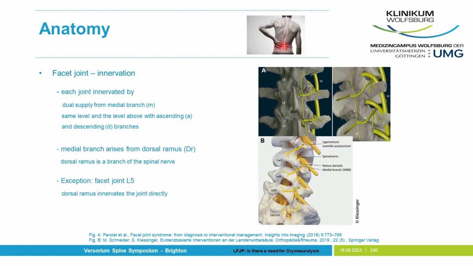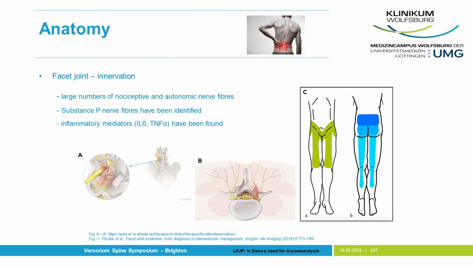The innervation is through a dual supply from a medial branch, which arises directly from the dorsal ramus, except the facet joint L5. There, the dorsal ramus innervates the joint directly. On this picture, you can see the radiation of the pain throughout the facet joints.